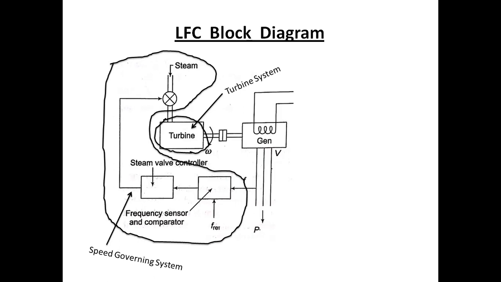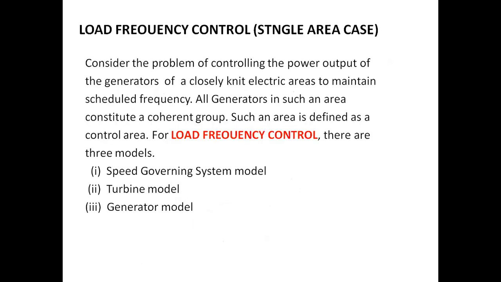The next part is the generator part. The generator rotor is mounted on the same shaft as the turbine, and there we have the generator system. So we are going to discuss these three models for load frequency control. You can see here the three models: the speed governor system model, the turbine model and the generator model.